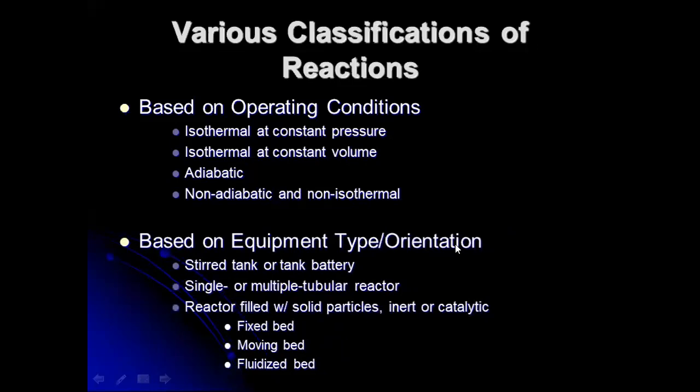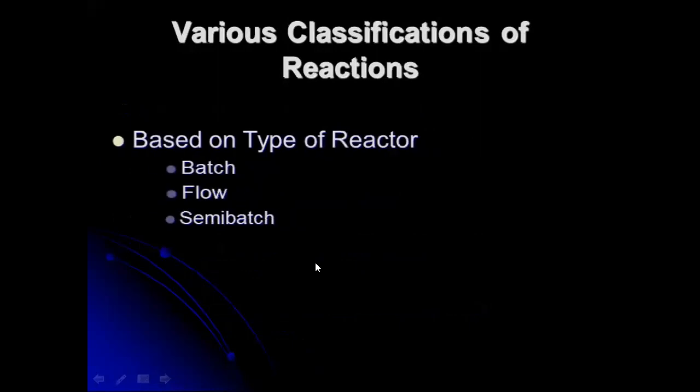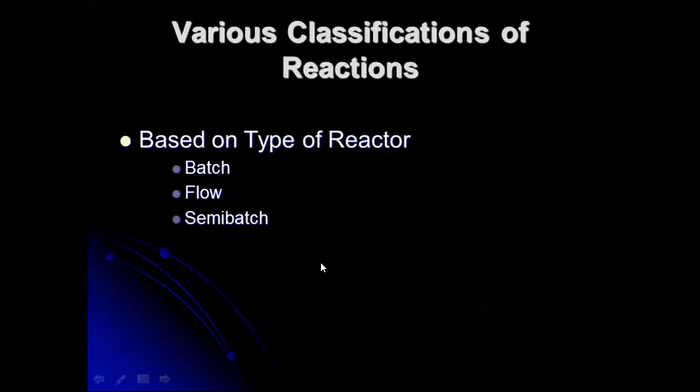Now, you can also classify reactions based on the equipment type and orientation. You will learn these types of equipment or reactors later on at the end term. So we can have the stirred tank, also known as the back mix reactor or the constantly stirred tank reactor. Then we have the tubular reactor or the plug flow reactor. And we can have the fixed bed, moving bed, and fluidized bed reactors. Though simply put, the reactions can be either batch, flow, or semi-batch. This is how they are classified in the end term. It's either a batch reactor, a flow reactor, which could come in two forms, or the semi-batch reactor.